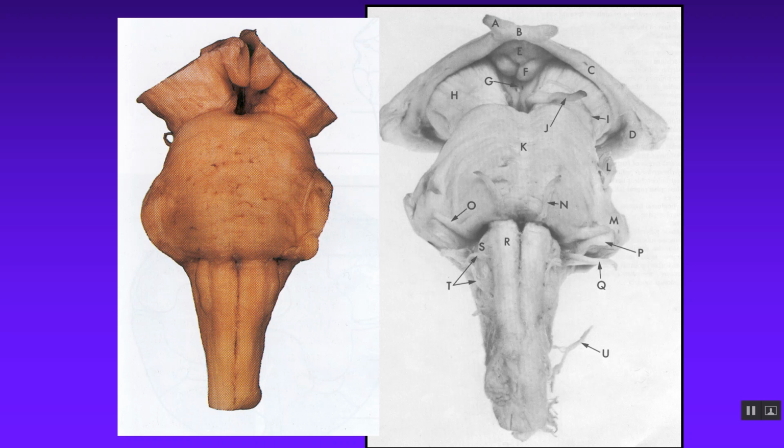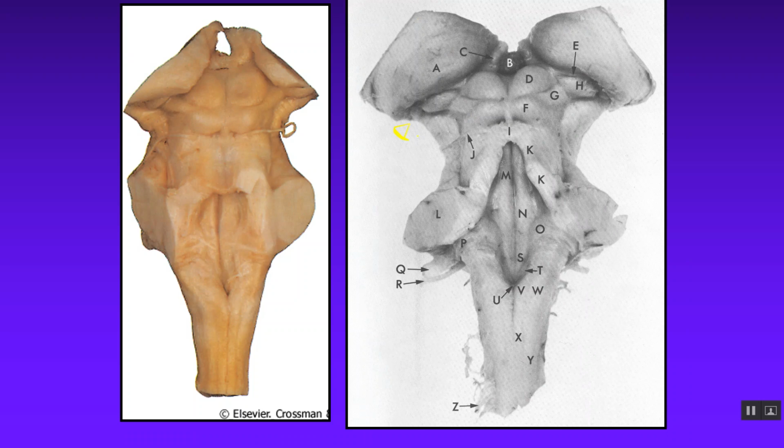Let's take a look at some things here. Let's go top to bottom. This isn't really part of the brainstem, but we'll just talk about them here. Here's A up here. That's the optic nerve. B is the optic chiasm. C is optic tract. That optic tract goes back to some bumps back here.